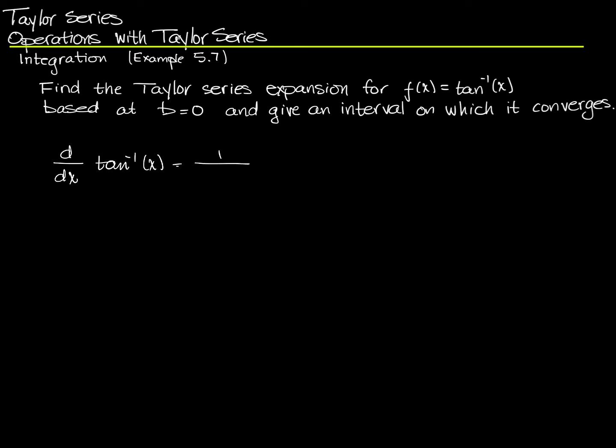And that's 1 over 1 plus x squared. And we know from a previous example that this is equal to the sum, as i goes from 0 to infinity, of (negative x squared) to the power of i. And that can be written as the sum as i goes from 0 to infinity of (-1) to the power of i times x to the power of 2i.